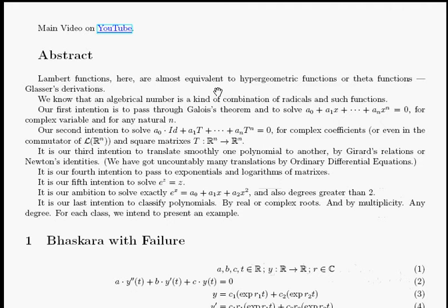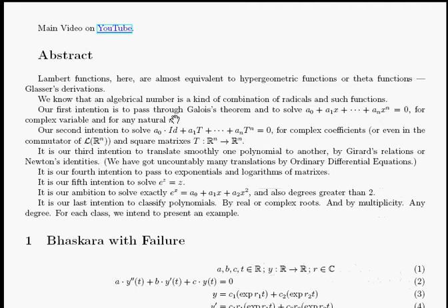Our subject today is Bhaskara. But first, to introduce polynomials of any degree. It's a bazooka for killing mosquitoes. We go through Lambert functions, hypergeometric functions, theta functions, Glasser's derivations. An algebraic number is a kind of combination of radicals in such functions.